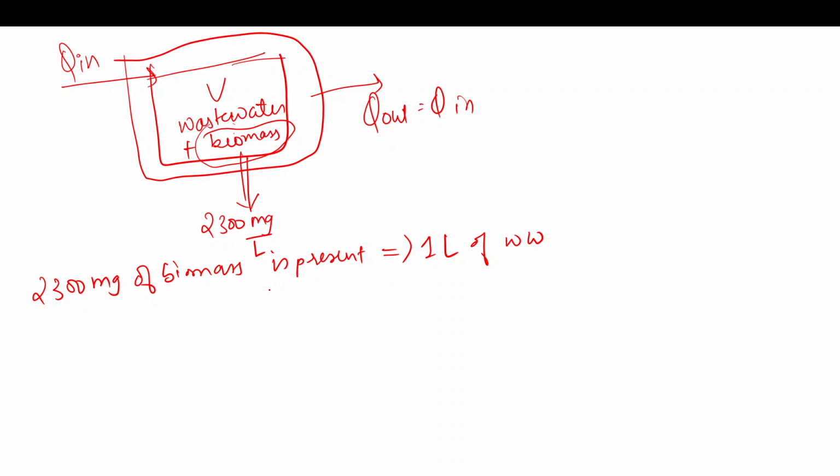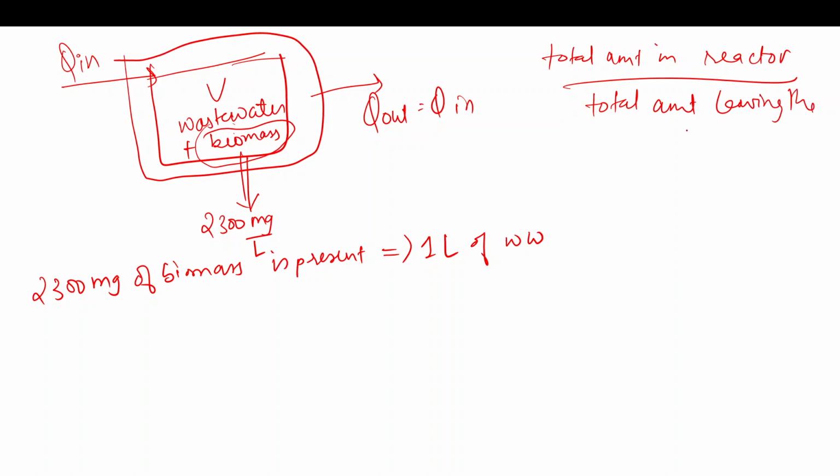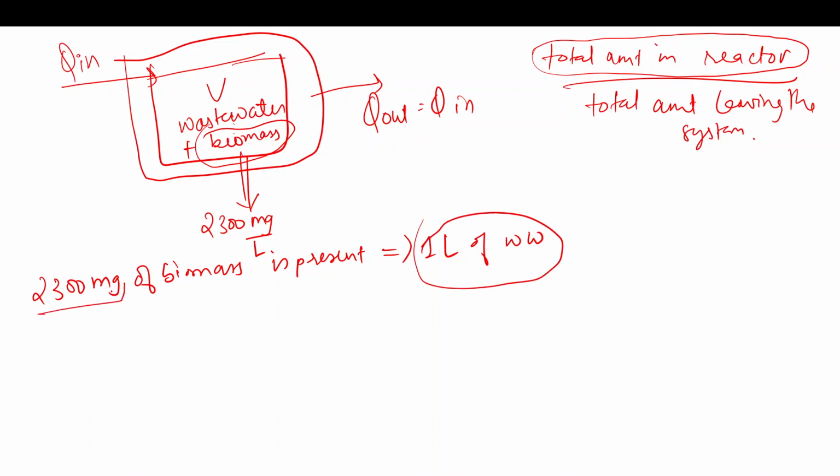Okay, so if you look at the formula of mean cell residence time, you need the total amount in the reactor, or in the aeration tank, divided by the total amount leaving the system or reactor, right? So for the total amount present in the reactor, in 1 liter of volume there will be 2300 milligram of biomass present.